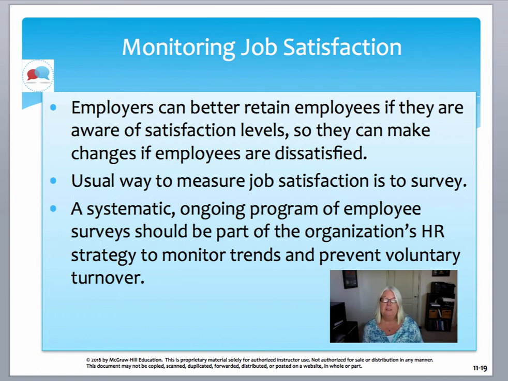So most companies monitor job satisfaction, okay, because employers can retain employees if they're aware of these levels and make changes if employees are dissatisfied. And usually the way to do this is through a survey, okay.